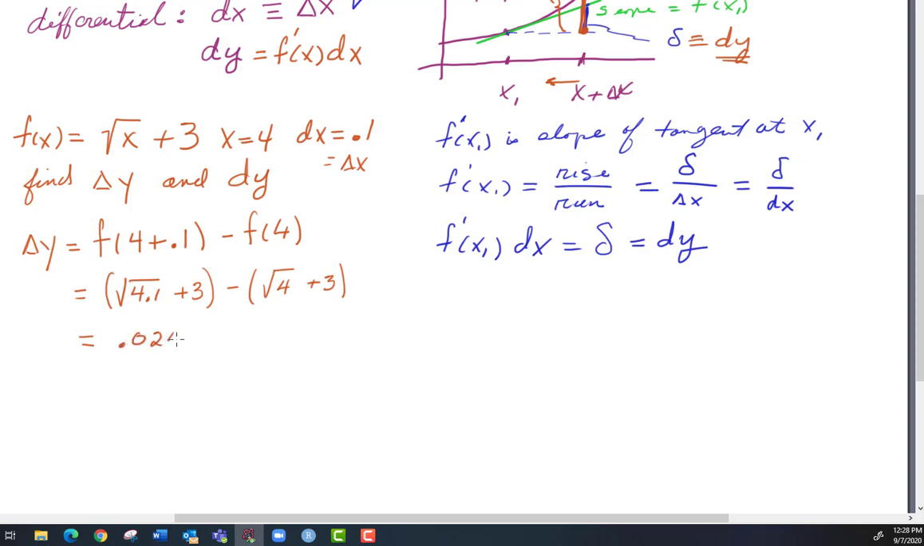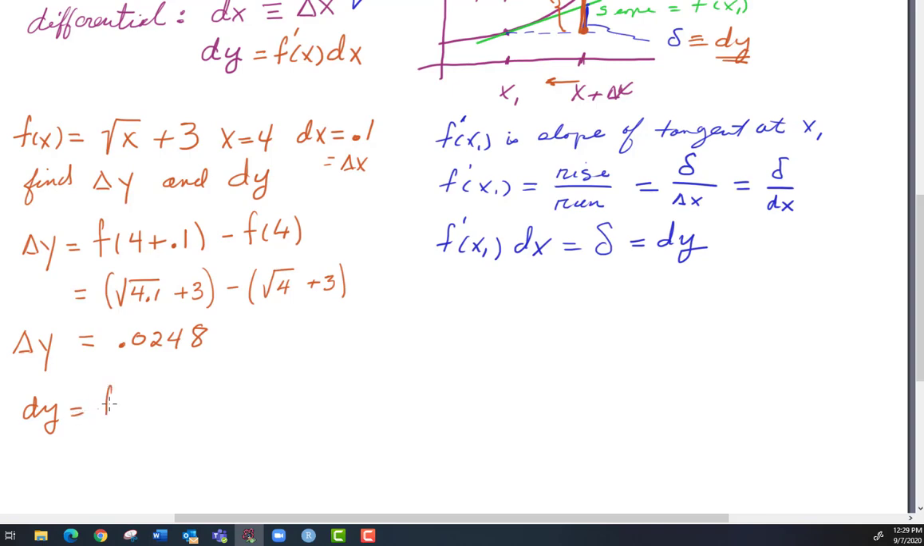is equal to, and I used my calculator a while ago, and I think this is equal to 0.0248. It would be worth your while to double check me on that. Just get out your calculator. So what does that tell me? That tells me if x moves from 4 to 4.1, then the y will change by an amount of 0.0248. So if x changes from 4 to 4.1, so x moves an amount 0.1, then y will move an amount 0.0248.